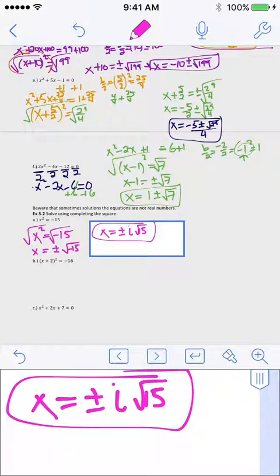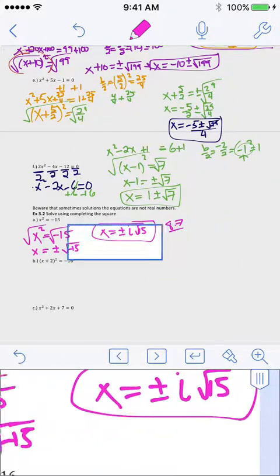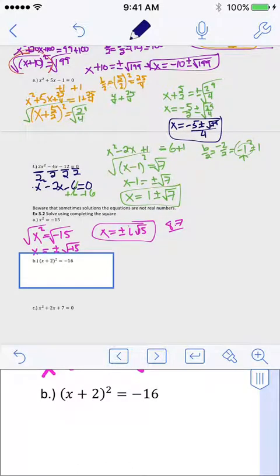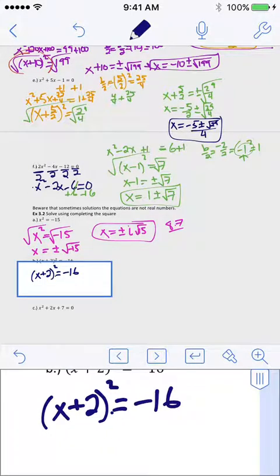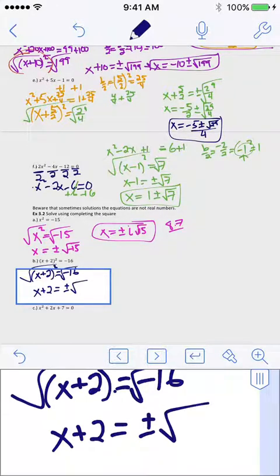Alright. Remember, if you forgot everything about i, that's section 8.7. Feel free to go check out the videos on those. Let's try it again. Let's try one of those quantity squared ones. So I've got x plus 2 squared is equal to negative 16. Take the square root of both sides. I get x plus 2 is equal to plus or minus square root of negative 16.